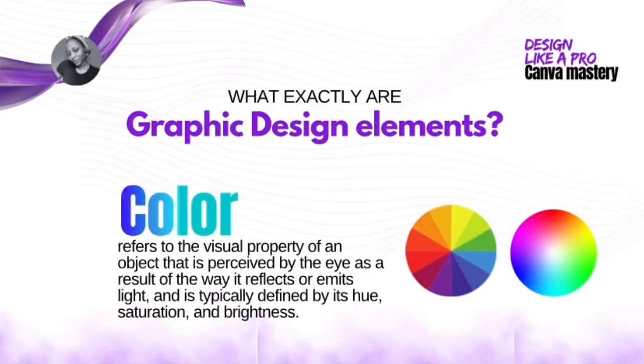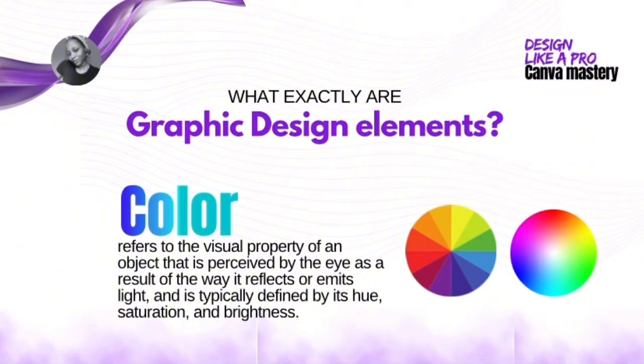Okay, so the next one we have here is color. Color refers to the visual property of an object that is perceived by the eyes as a result of the way it reflects or emits light, and is typically defined by its hue. Now when we mention hue, we are just referring to a particular color. Color is a powerful element when it comes to graphic design. It can evoke emotions, convey meanings, and also guide your viewers' eyes. Knowing how to effectively use colors for your background complements the design, as you can see in this particular flyer, how the background is white.